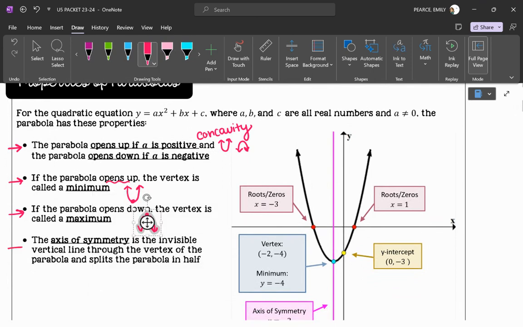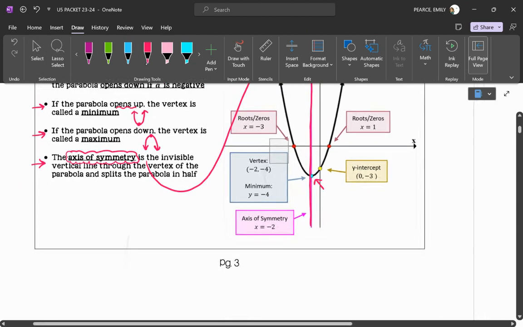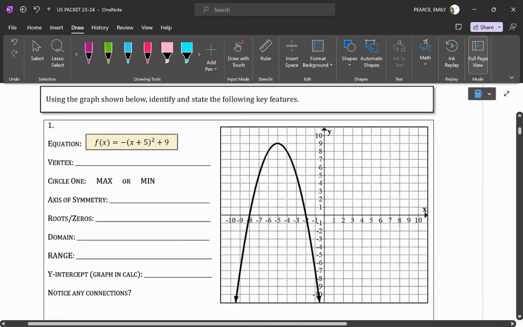And then, of course, we have the axis of symmetry, which is the line that goes through the middle of the parabola. So you can see here, that is this beautiful hot pink line that slices right through the vertex of this parabola. All right. So let's take a look at some examples.